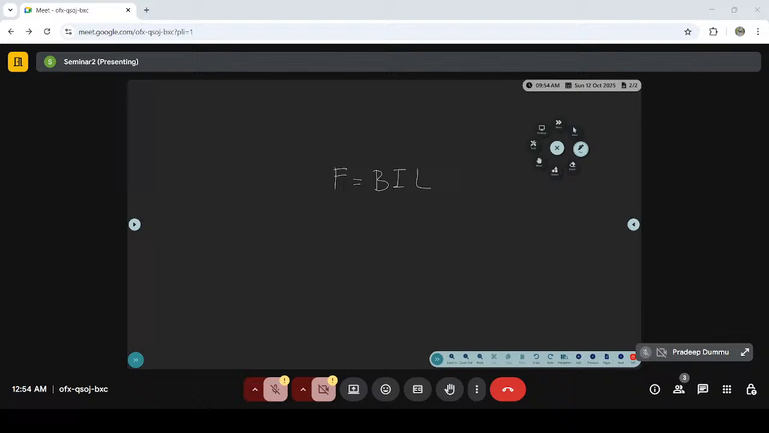Flux density: flux per area is called flux density. Next one, current through the armature or conductor. Next, length of the conductor. And one more thing is sin theta, the angle. It is rotating with some angle.